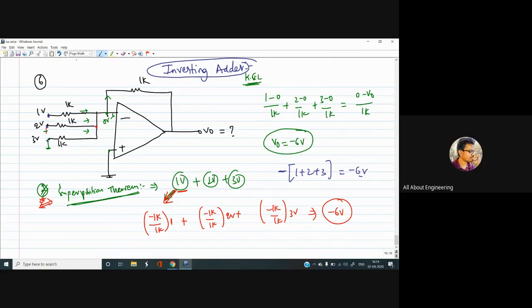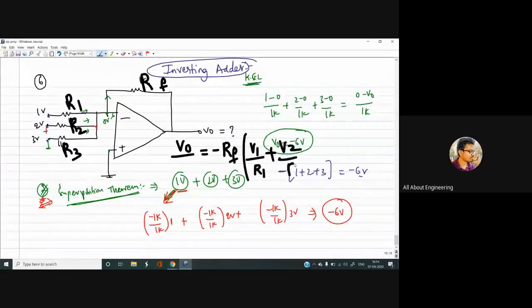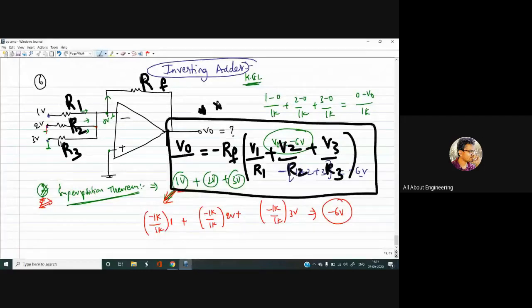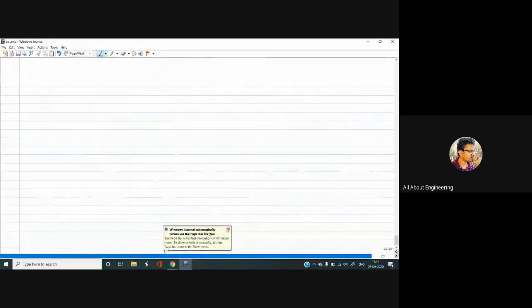To be precise, the general circuit will look somewhat like this. This is R. This would be RF, and this would be R1, this would be R2, and this would be R3. With that standard nomenclature, Vout equals minus RF times V1 by R1 plus V2 by R2 plus V3 by R3. So this is called an inverting adder circuit. Clear?